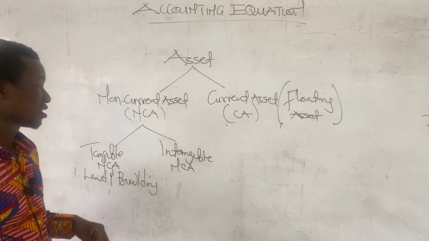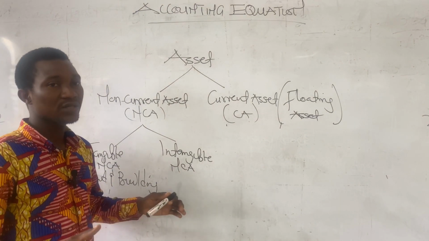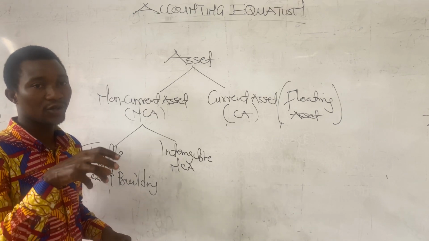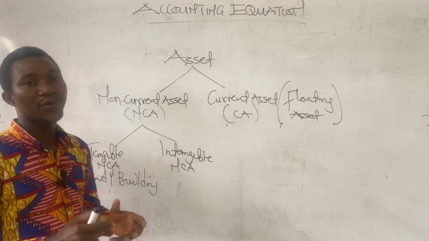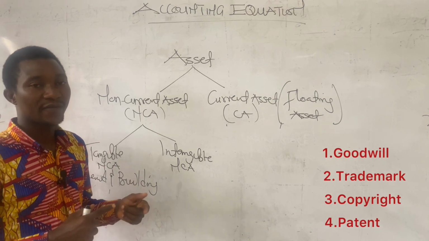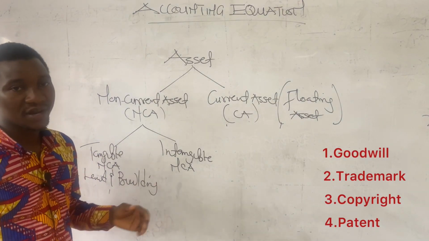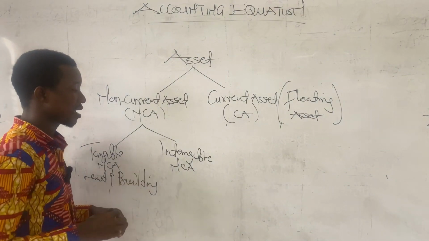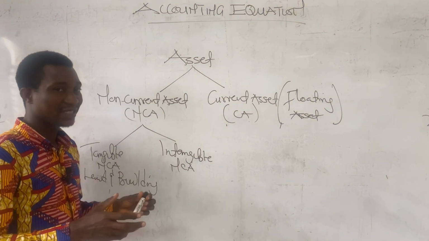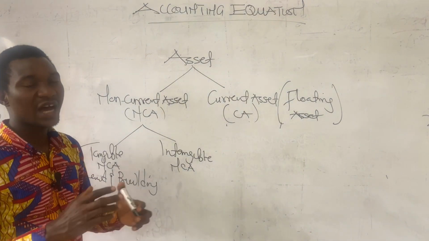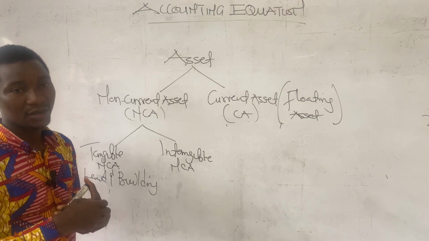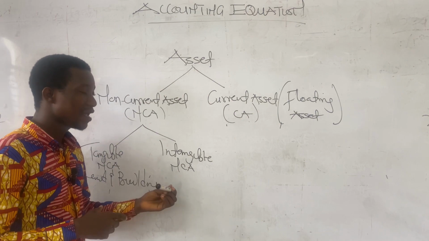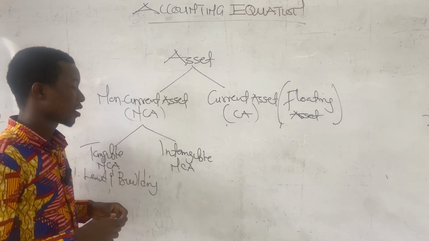We also have the intangible non-current assets. They are those assets that have no physical substance. They are not physical in nature. They cannot be seen and touched in the business. For example, we have goodwill, trademarks, copyrights, patents, etc. All these examples are considered intangible non-current assets, because they don't have any physical substance. They are not physical in nature and they cannot be seen and touched in the business.